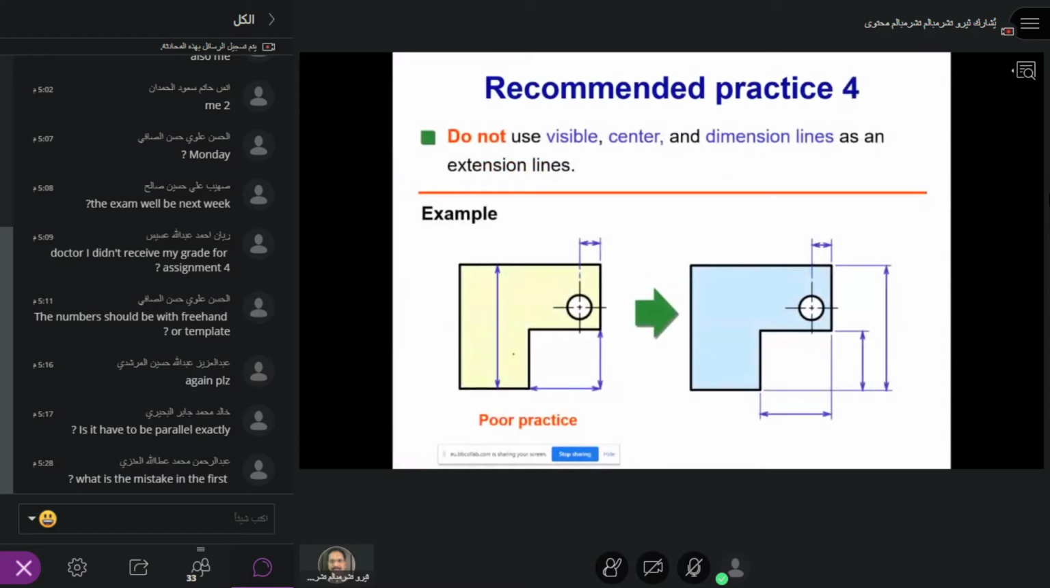Very bad practice here. Do not use a visible center line or dimension line as an extension line. So here, this cannot be an extension line. Don't make the extension line a dimension line. It's very bad actually. So you extend it, and here you have to put the dimensions. This is bad practice, and also here there is a gap, two gaps. This is wrong. So either you have to join it and then draw like this.